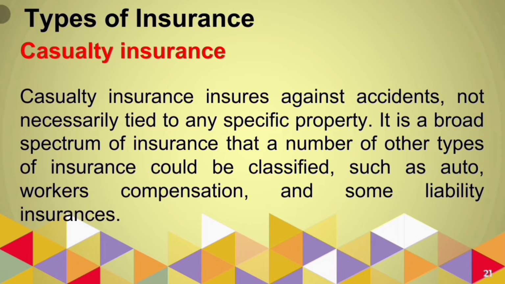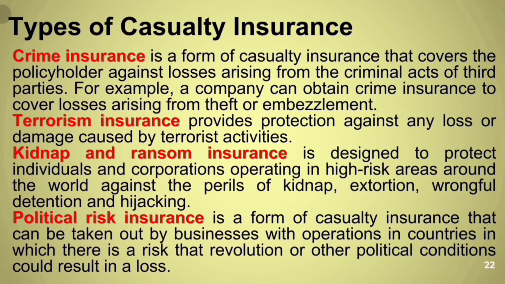Types of insurance. Casualty insurance. Casualty insurance insures against accidents not necessarily tied to any specific property. It is a broad spectrum of insurance under which a number of other types of insurance could be classified, such as auto, workers' compensation, and some liability insurance. Types of casualty insurance. Crime insurance is a form of casualty insurance that covers the policyholders against losses arising from the criminal acts of third parties. For example, a company can obtain crime insurance to cover losses arising from theft or embezzlement.